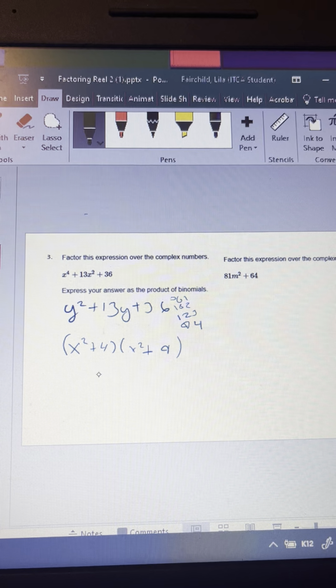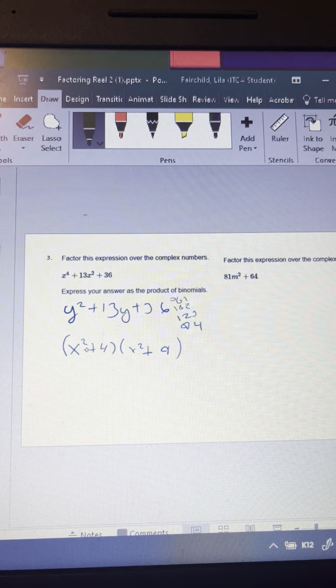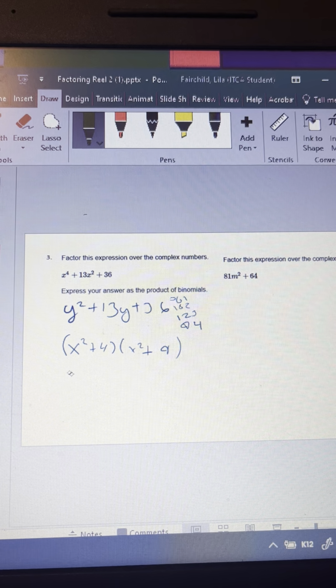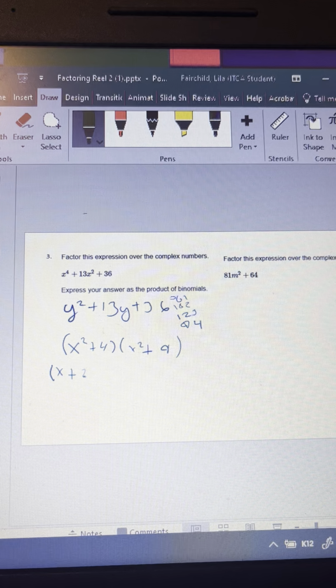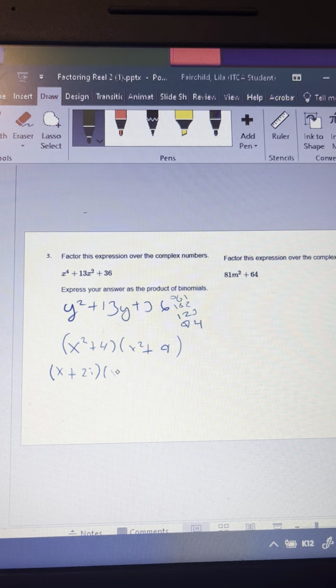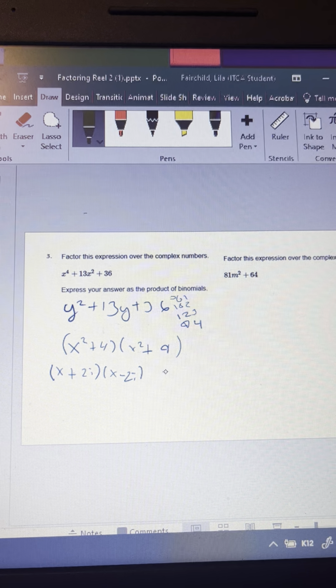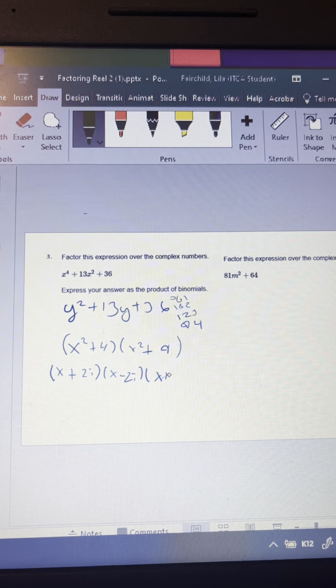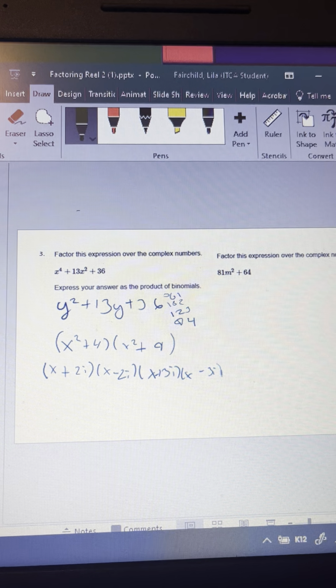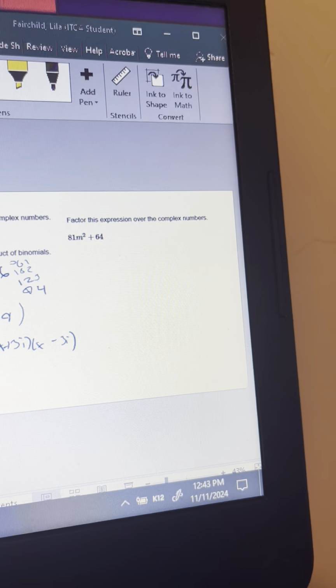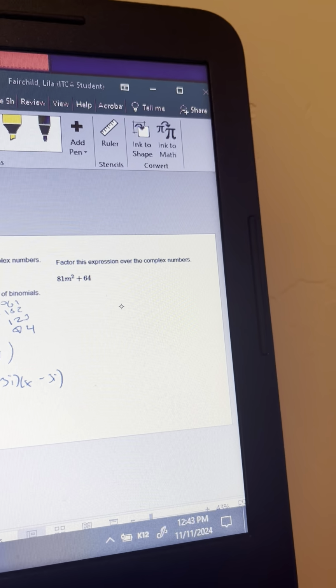And then we need to get away from this x to the power of 2, so we can turn this into x plus 2i, x minus 2i, and then x plus 3i, and then x minus 3i, and that's how you do that one. And then this last equation, it's pretty easy.